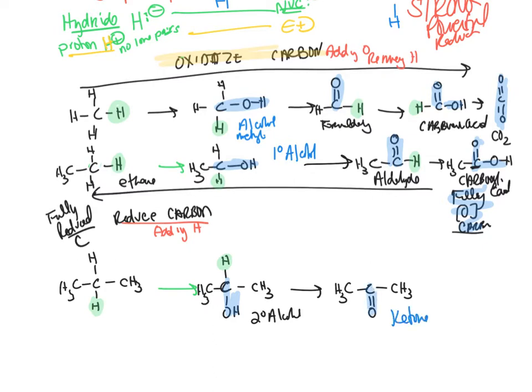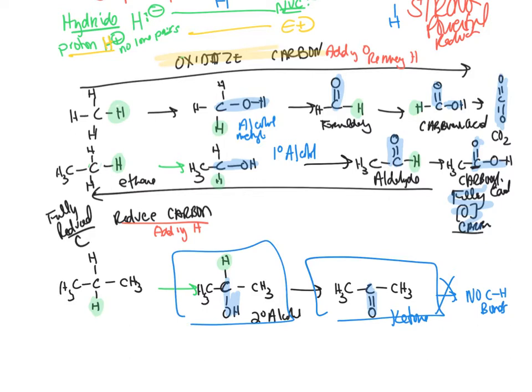Can we go any further? No. There's no carbon-hydrogen bonds left. Okay, so that's as far as we can oxidize a secondary alcohol. Okay, let's look at what happens if we take a carbon that only has one hydrogen. Here we have one hydrogen, and so we replace that with an OH. We have a tertiary alcohol.